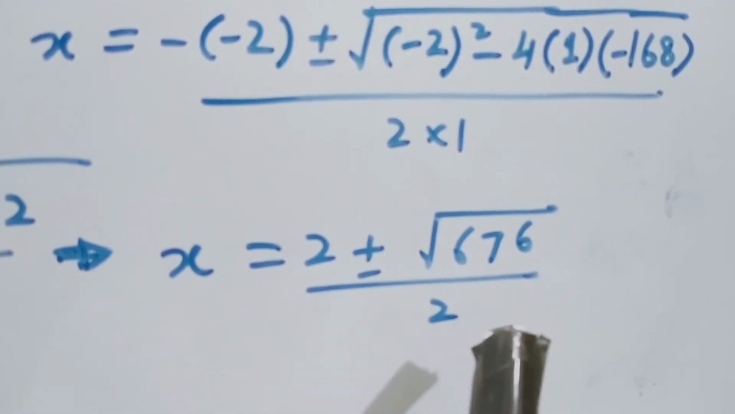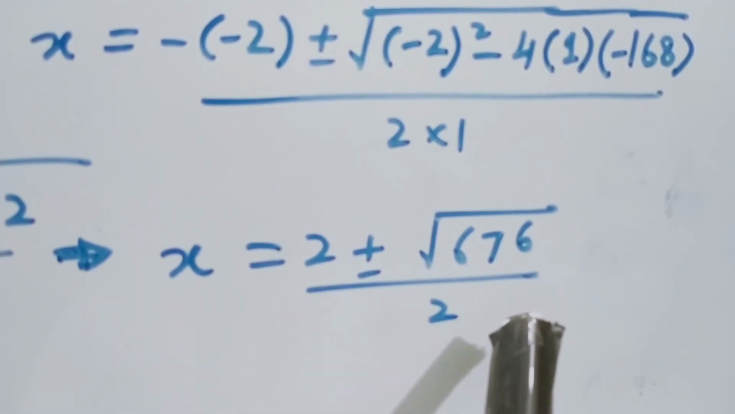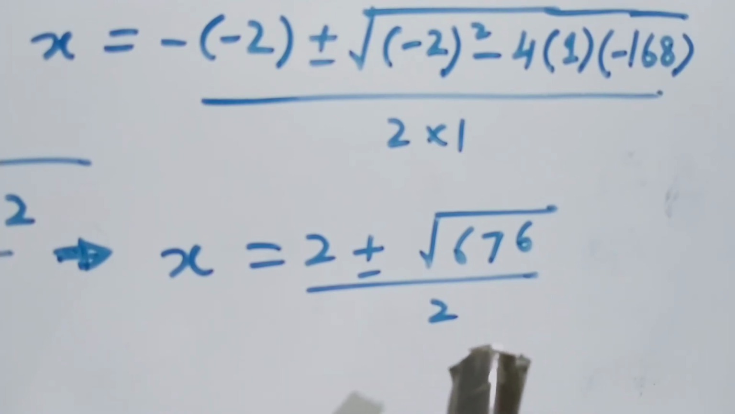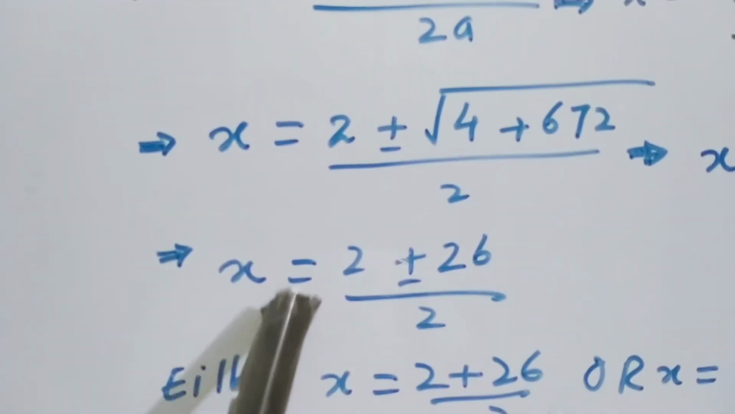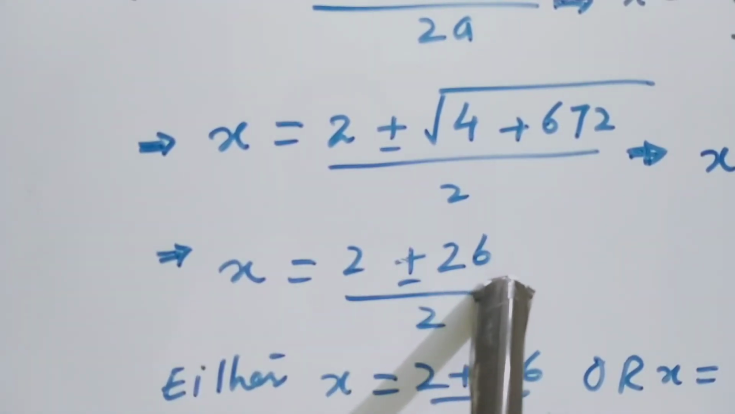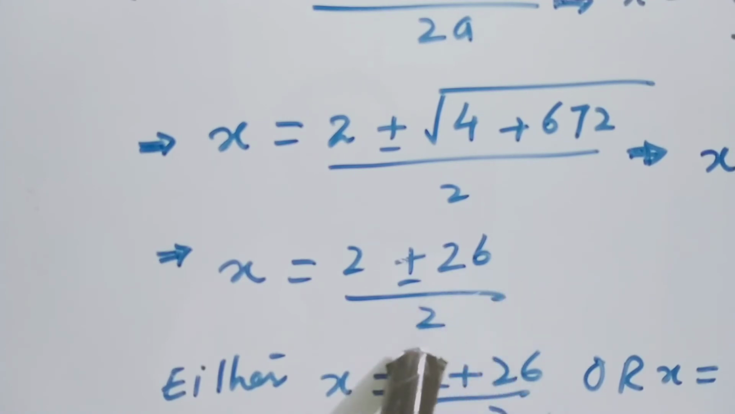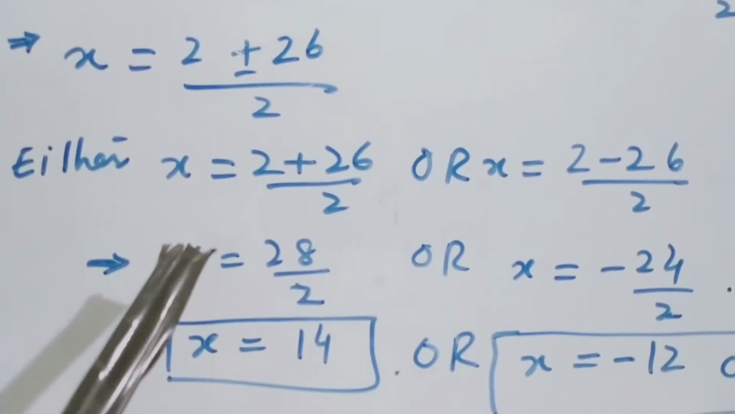So x is equal to 2 plus minus under root 4 added to 672, and we will get 676, whole divided by 2. And what happens, the root of 676 is equal to 26. So we have over here 2 plus minus 26 divided by 2. So we will have either x is equal to 2 plus 26 divided by 2, or x equal to 2 minus 26 divided by 2.